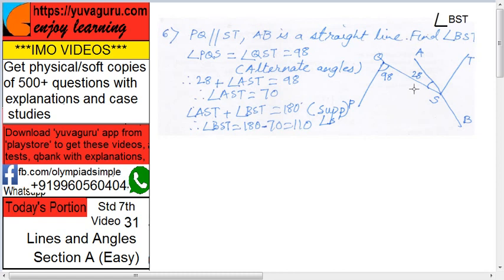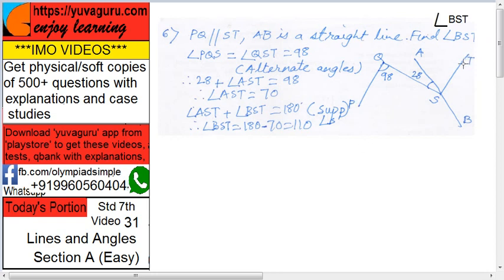In the given figure, PQ is parallel to ST. See this, PQ is parallel to ST. AB is a straight line. Find angle BST. This BST we have to find out.